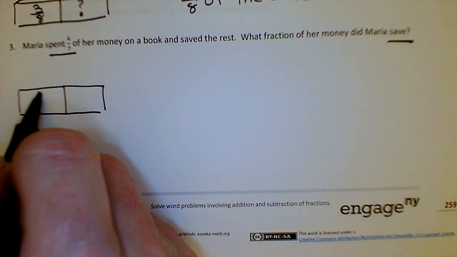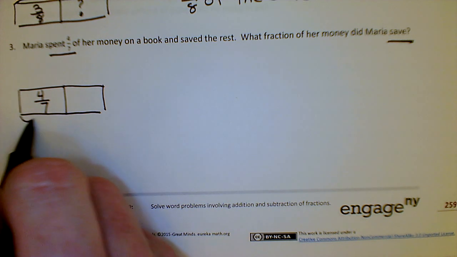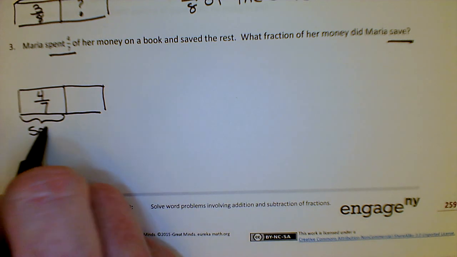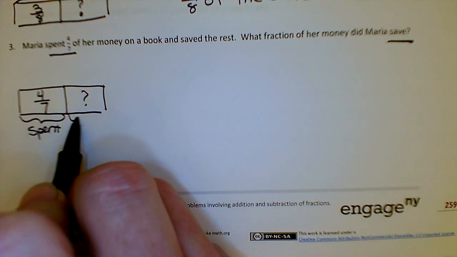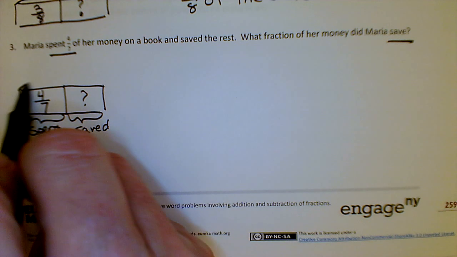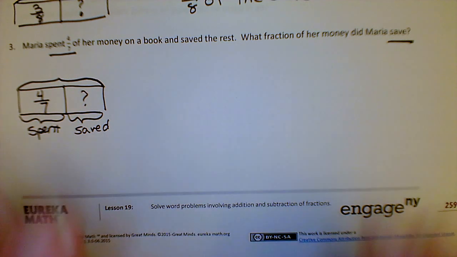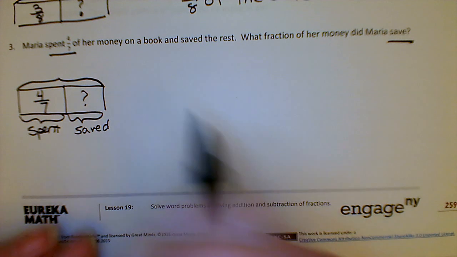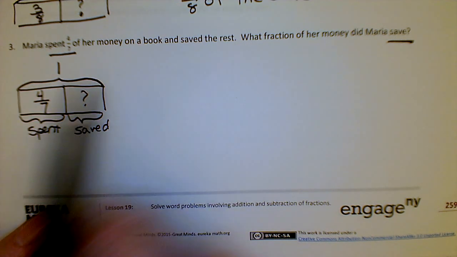So first I'm going to show the part that she spent. So this is what she spent, 4/7. And then I'm going to model what she saved. And right here I'm going to bracket off what she saved. And then I know that this entire thing is all her money. Well, all her money, when you're talking about the whole thing, can always be represented as 1 when we're just talking about having one whole thing.